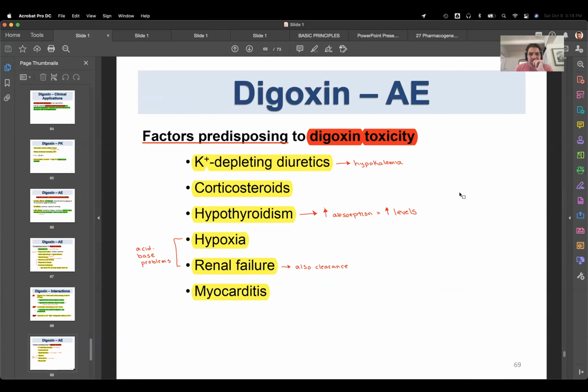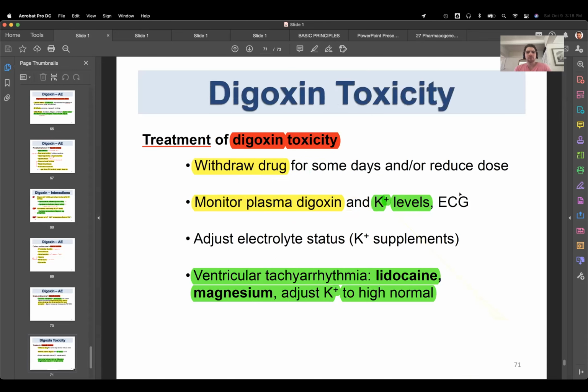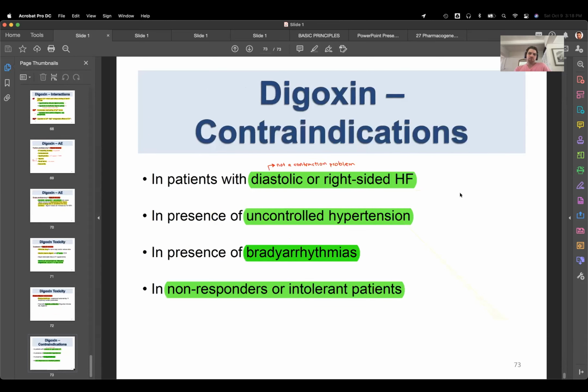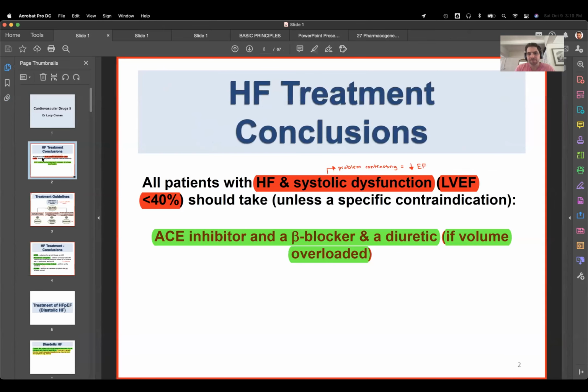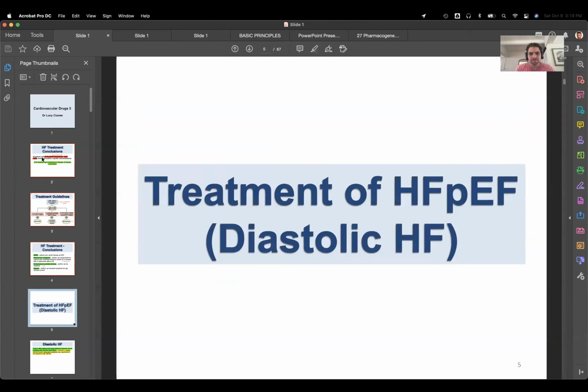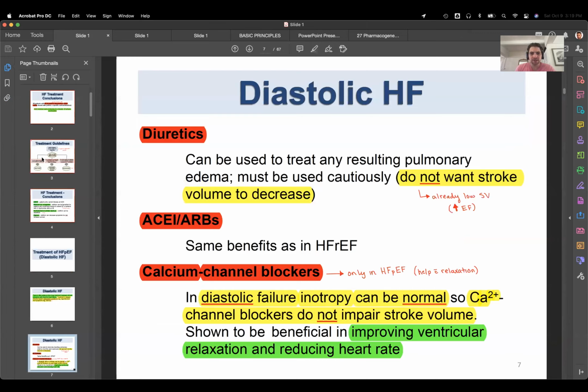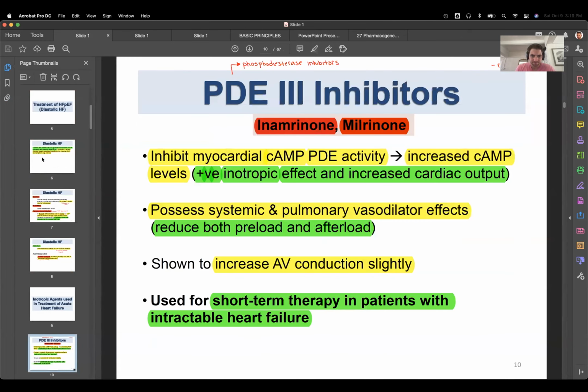All right, then the adverse effects as well. Right, and so you never want to give it for a diastolic dysfunction. You always give it for systolic because it will help with contraction. All right. Treatment for diet, okay, we kind of talked about this.